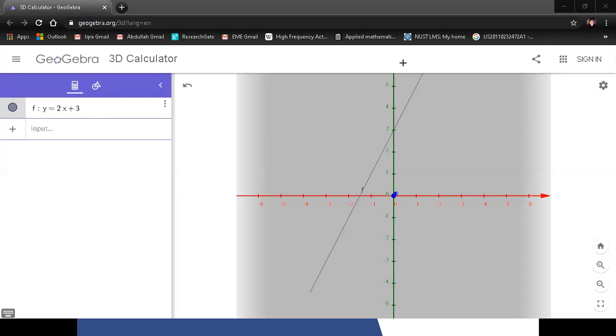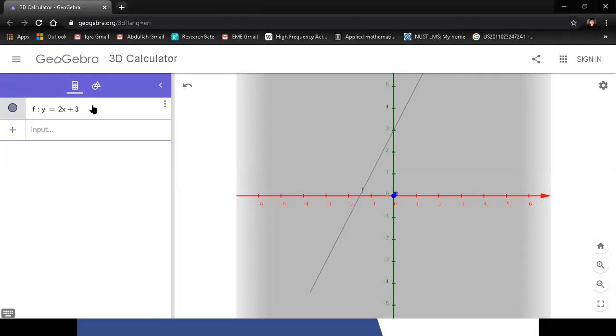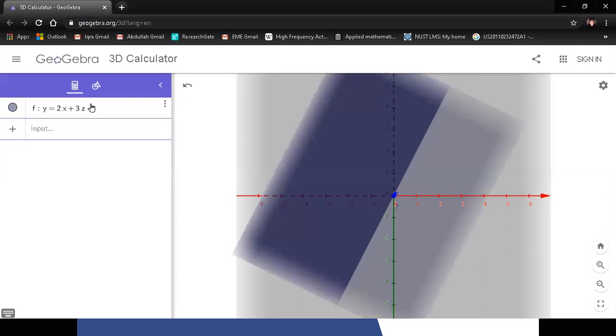What if I were to add something else? I were to add the variable z. What if that happens? y equals 2x plus 3z. Now this is an equation with 3 variables. Let's see what its graph looks like. Now suddenly this has become a bit fuzzy, but basically this is in 2D. We need to add another third dimension to it.